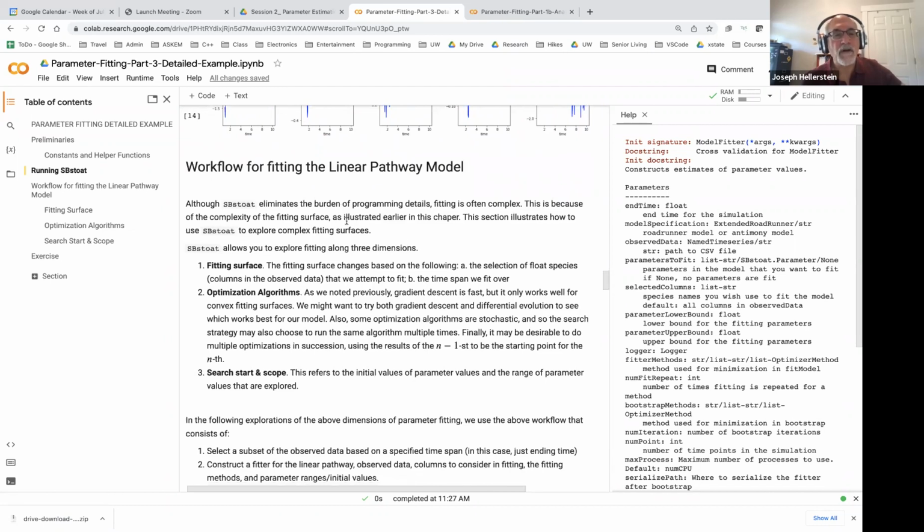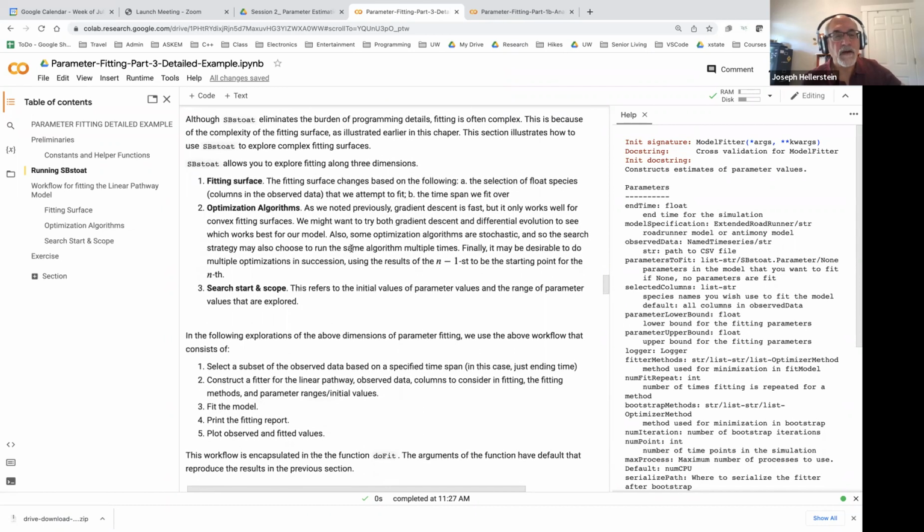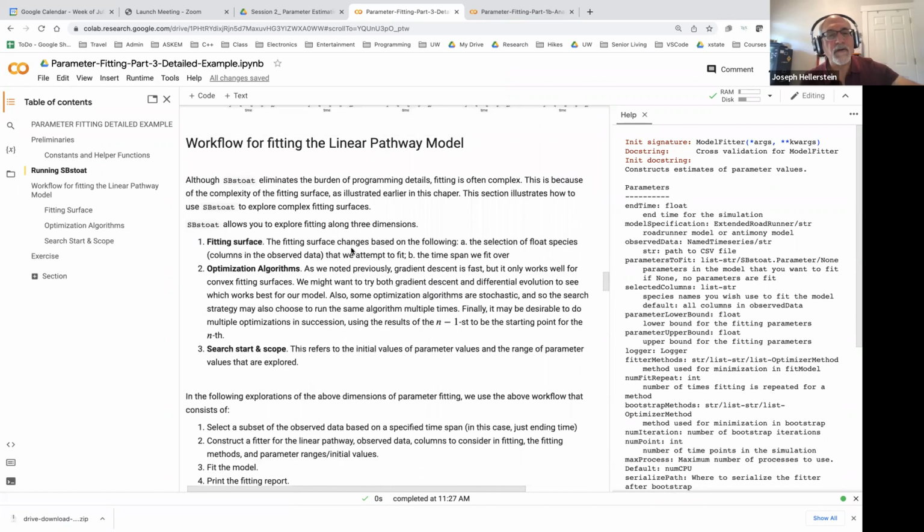So the next part I'm going to talk about is a little bit of workflow about how we go about this. Let me pause for a second, and I see the chats have gone up. See if there are some questions to answer.